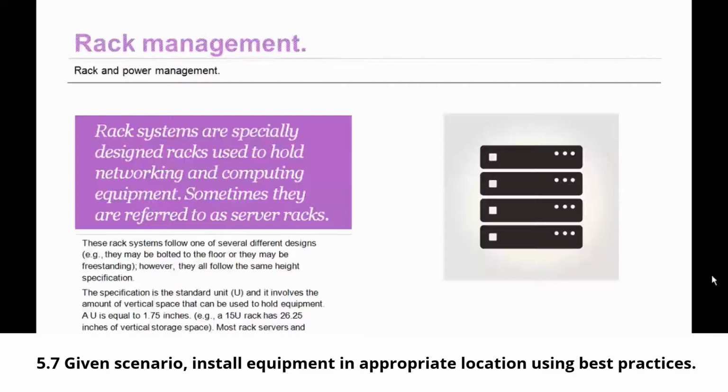Now, the standard unit involves the amount of vertical space that can be used to hold equipment. A standard unit is equal to 1.75 inches. So a 15U rack has 26¼ inches of vertical storage space. Most rack servers and enterprise-level networking equipment are designed to fit within rack systems.